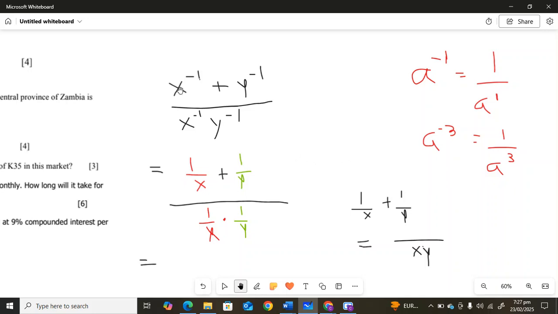X to the power negative 1 is the same as 1 over x. Y to the power negative 1 is the same as 1 over y. This is a law of indices that we've applied. So anytime you see a negative power, always apply that. So now, once we've applied the laws to each variable, our equation becomes: 1 over x plus 1 over y divided by 1 over x multiplied by 1 over y.